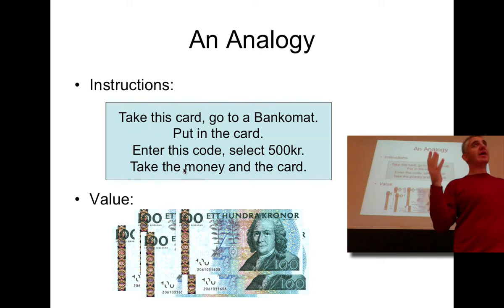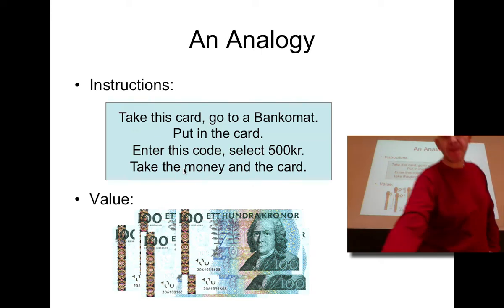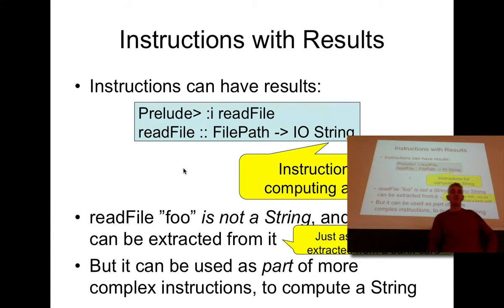Okay? So the idea then is that I/O represents the type of instructions. Let's take another example, and that's the read file example. It's also a function with an argument, which is a file path, as we know, just a string. And it results in instructions for producing a string. And every time you apply it to the same file path, you will get back the same set of instructions.